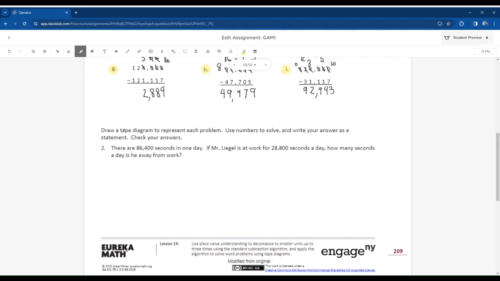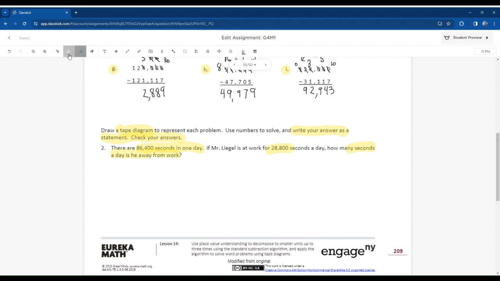Going to put some of these subtraction problems into context here. The directions say draw a tape diagram to represent each problem, use numbers to solve, and write your answer as a statement and check your answers. So there are 86,400 seconds in one day. If Mr. Legal is at work for 28,800 seconds a day, how many seconds is he away from work?